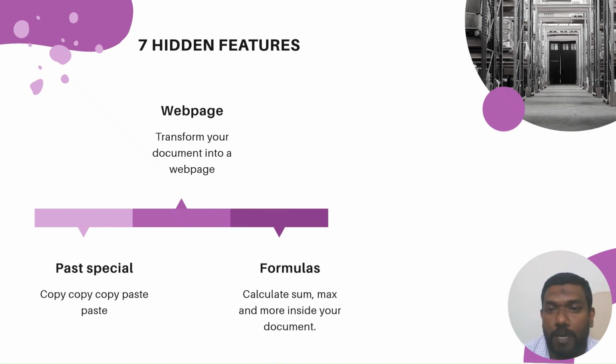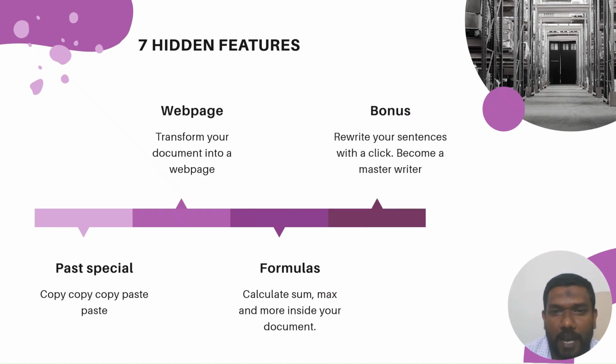And then formulas: how can we calculate maybe an average or a sum inside a Word document. You don't have to copy your data outside into Excel, calculate it and then put it back. We're going to see how we can use formulas inside Word. And of course rewrite your sentences with AI, with ChatGPT and all of that. We're going to see how Word is using AI to regenerate or rewrite your text. So this is something that we will be looking at. Let's see all of this on Microsoft Word now.